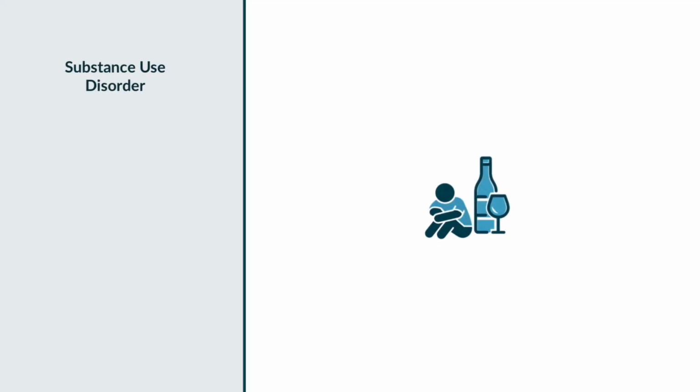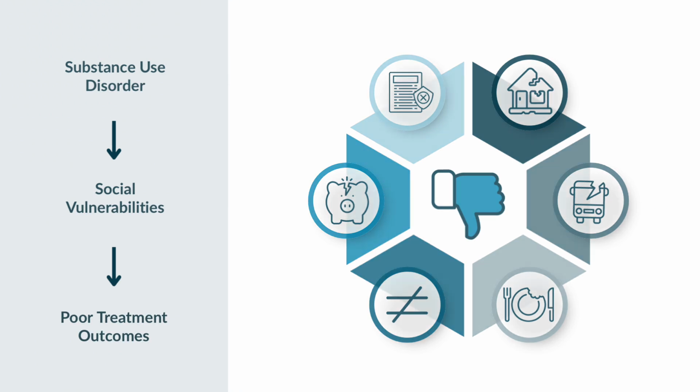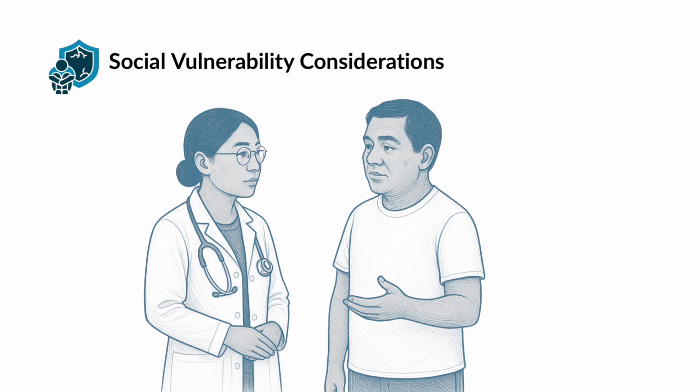People who struggle with substance use disorders, including alcohol use disorder, often have social vulnerabilities that put them at substantial risk for poor treatment outcomes. When assessing a patient and identifying the need for a referral to addiction treatment, it's important to recognize the unique challenges that different populations may face.